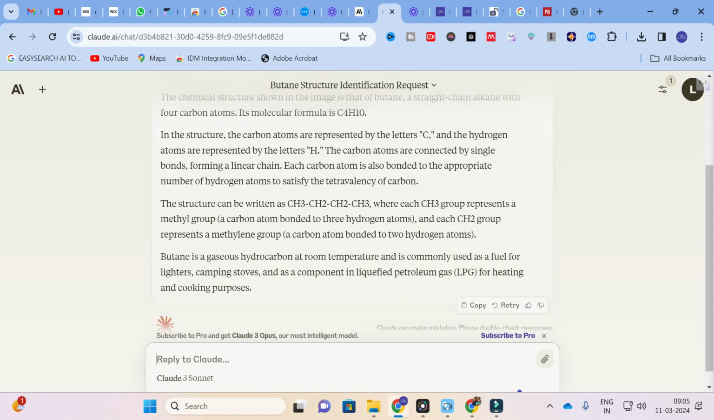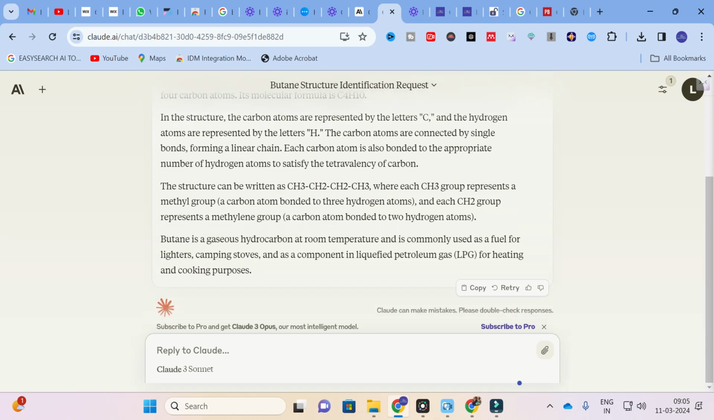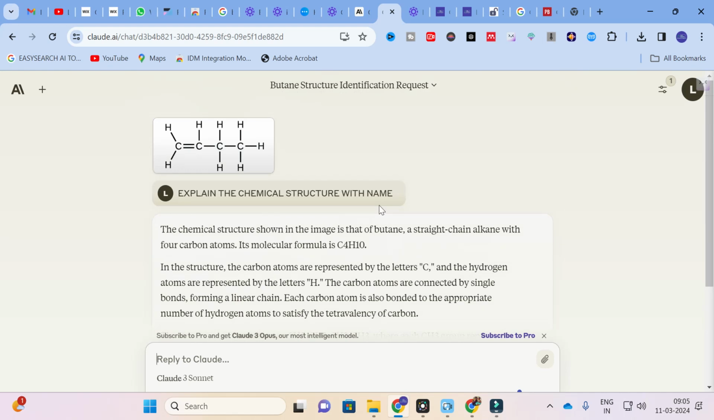So here you can see that the structure can be written with CH3 representing the methyl group, and each CH2 representing a methylene group. Butane is a gaseous hydrocarbon at room temperature, commonly used. So like that it will give applications also. So you can make use of this option to upload your chemical structures or chemical equations to generate better content or a better explanation for you.